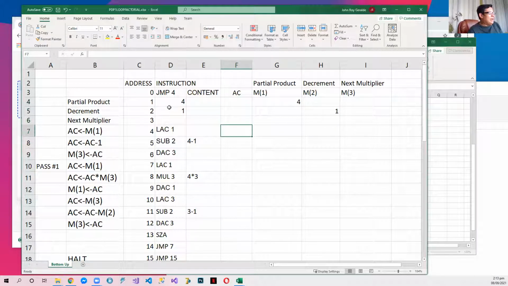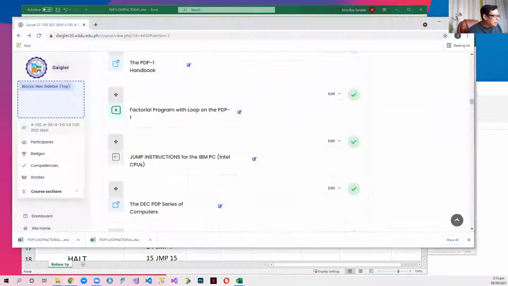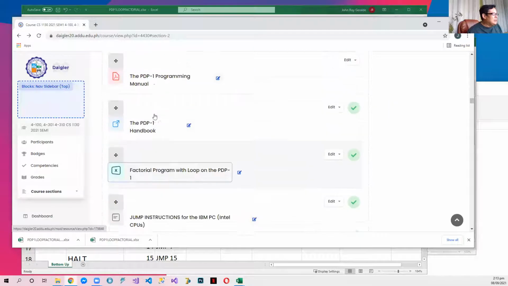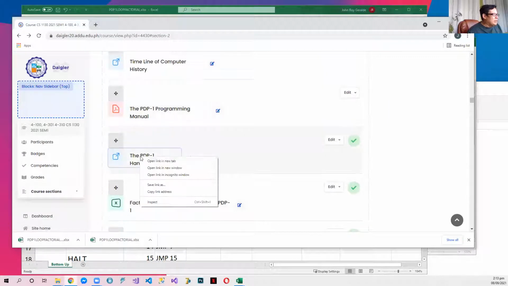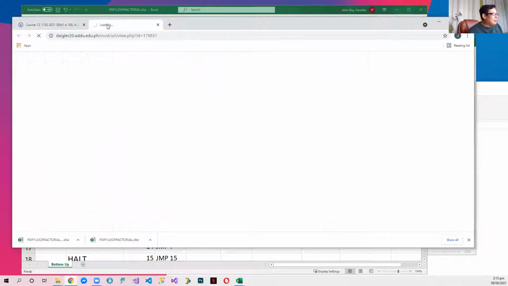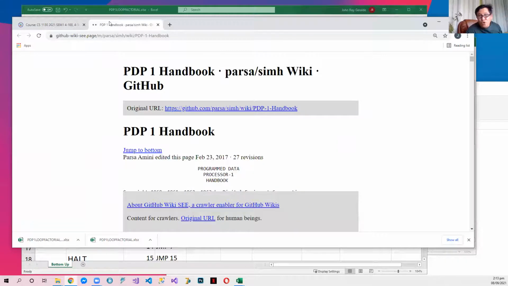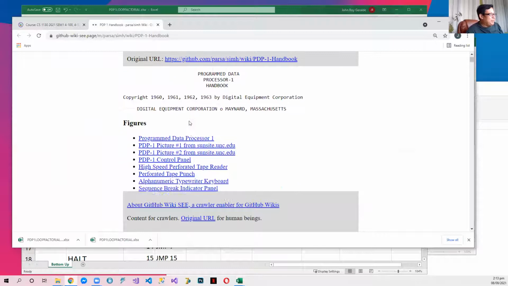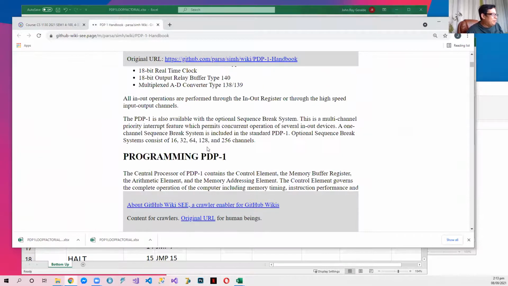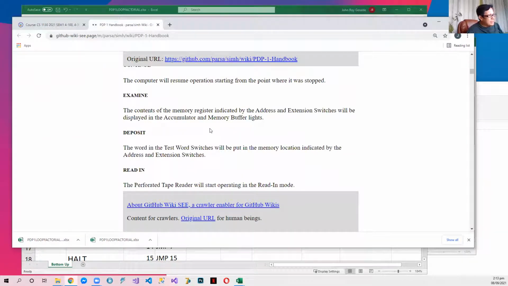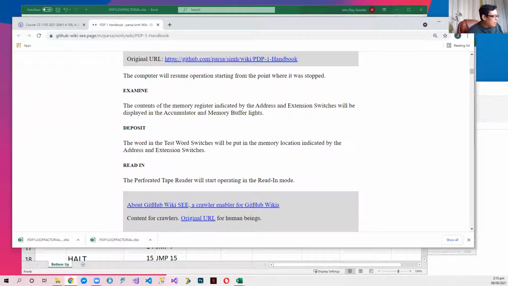Okay, so we have LAC 1. What do you mean? Load accumulator, no? LAC. Okay, that's what it means. Let's look at that. It's in the PDP-1 programming handbook. No, it's in the handbook. Because in the earlier version of PDP-1, there's no mul, but later in the PDP-7, there's a mul and a div, which has the same function as that of the IAS. Do you follow? No? Okay.